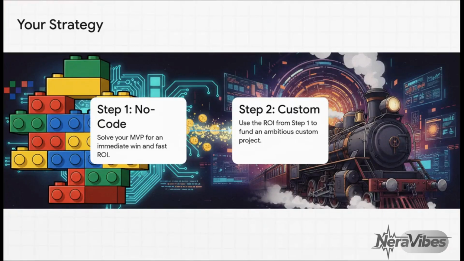Here is the framework. It's a two-step plan. Step 1, use a no-code tool to solve your most immediate, painful problem and get a fast win. For us, that means using Gorgias or Tidio to build our order status bot this week. Step 2, you take the time and the money you save from that win and you use it as your R&D budget to fund the much more ambitious custom project.